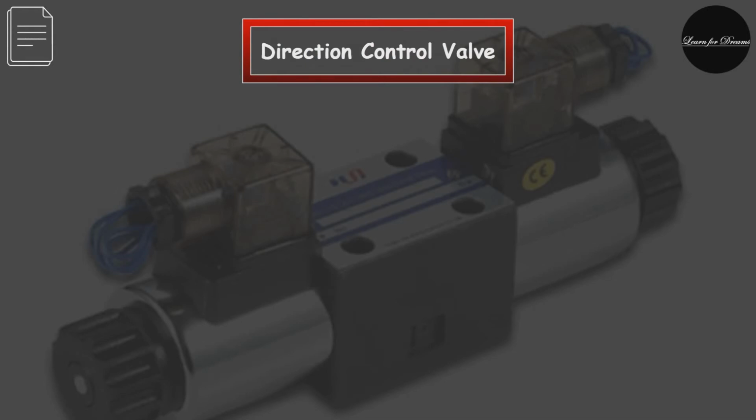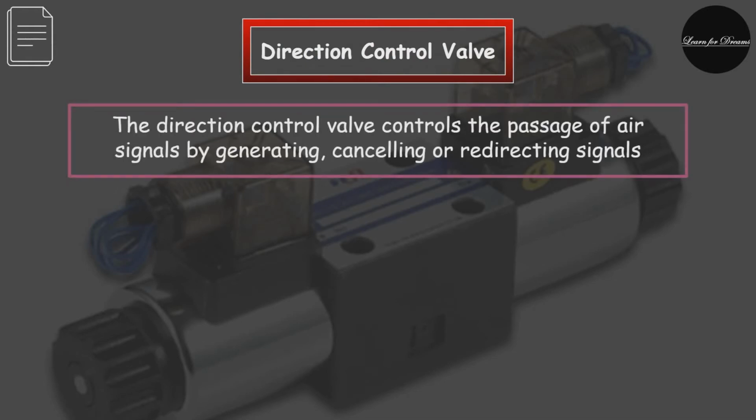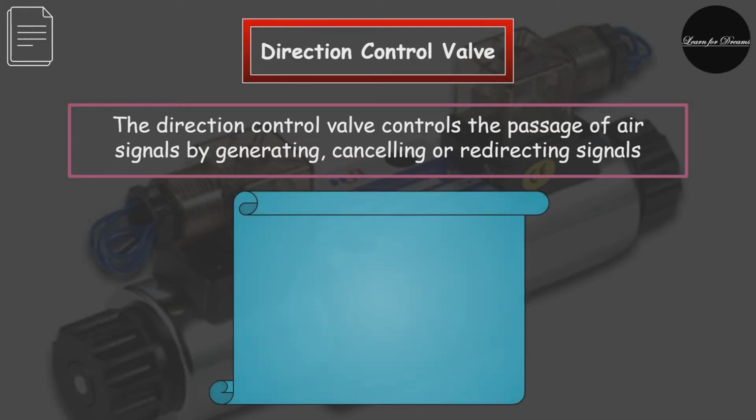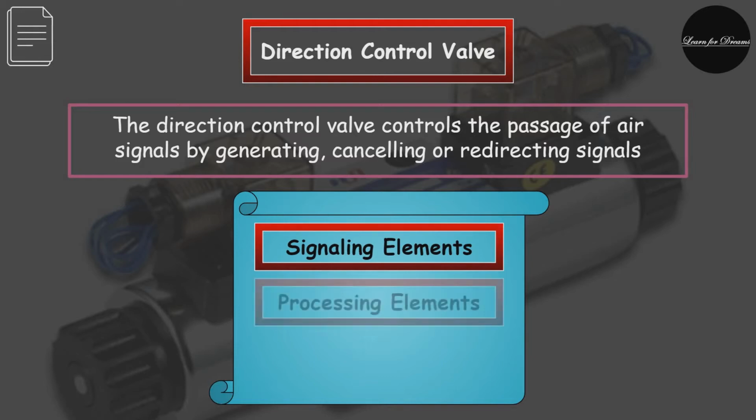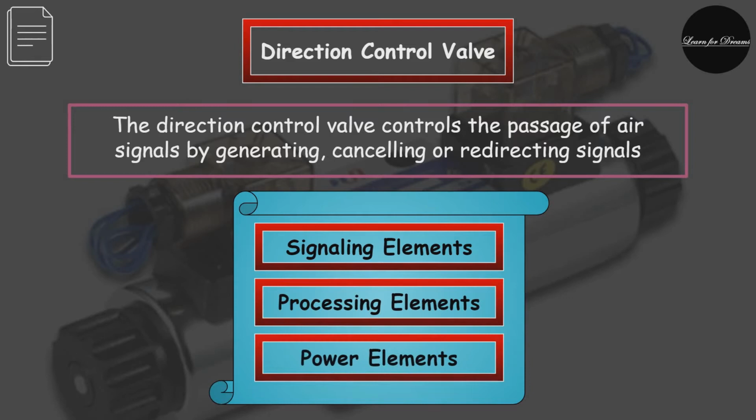The first one is direction control valve. The direction control valve controls the passage of air signals by generating, cancelling or redirecting signals. Direction control valves are categorized in 3 groups: signaling elements, processing elements and power elements.